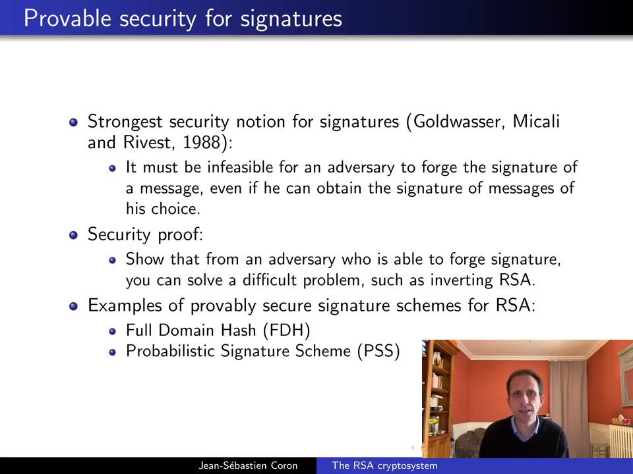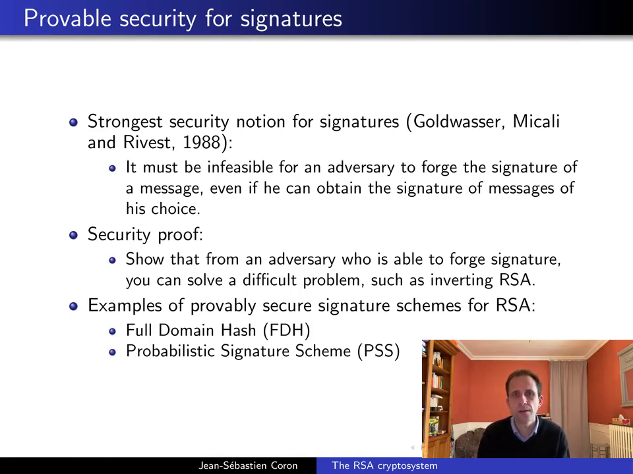So the standard security definition for signatures is the security definition of Goldwasser, Micali, and Rivest in 1988. Under this definition, it should be infeasible for an adversary to forge the signature of a message. This means to produce a new signature for a message that has not been signed before, even if the attacker can obtain the signature of messages of his choice. I will explain this notion in more detail.